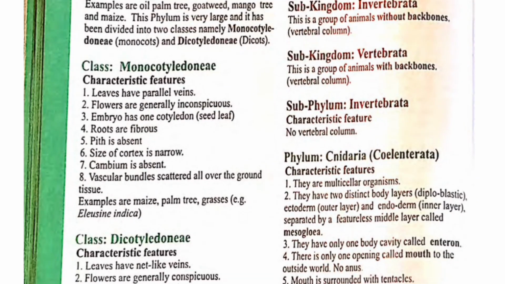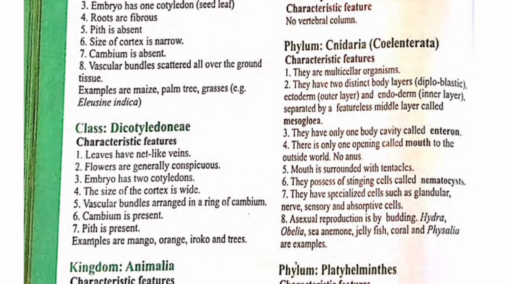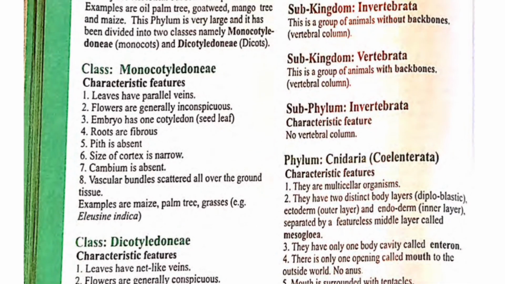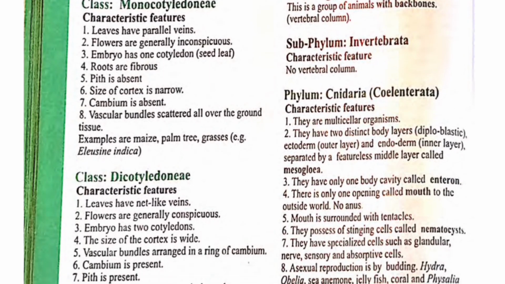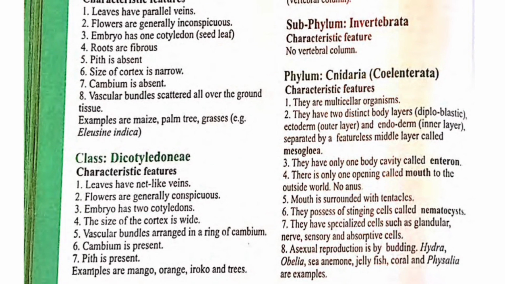Now moving straight to the class monocots and dicots, monocotyledon and dicotyledon. Let us look at the characteristic features and try to compare them. For the monocots, their leaves have parallel veins, their flowers are generally inconspicuous, the embryo has one cotyledon, one seed leaf, the roots are mainly fibrous, pith is absent, size of cortex is narrow, cambium is absent, vascular bundles scattered all over the ground tissue. Examples include maize, palm tree, grasses.